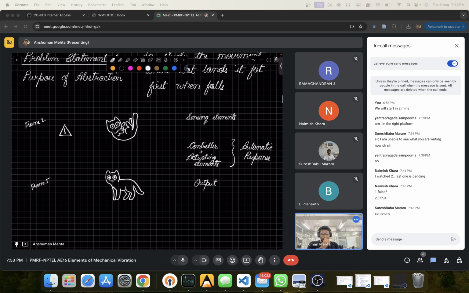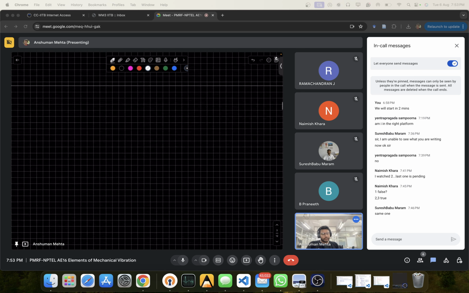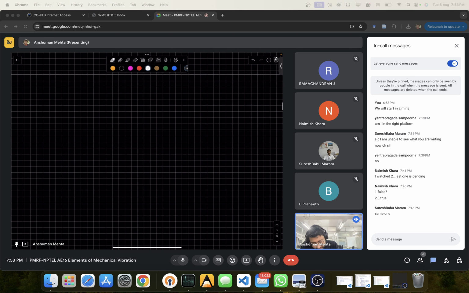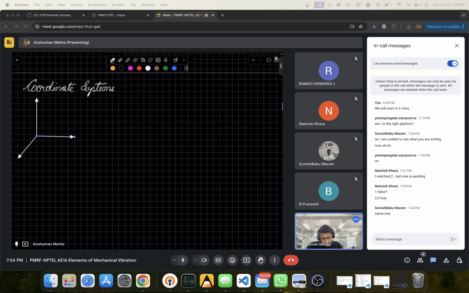Okay, now further going to the course, first of all we have to know about coordinate system. For now we will just have a Cartesian coordinate system, but as we grow further, we will have some different coordinate systems. Let me try to draw this cat while falling.